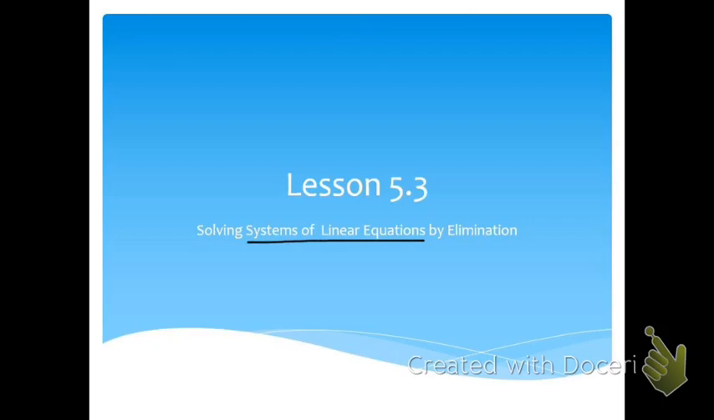Graphing. We used Desmos, we graphed the two lines, and we found the point of intersection. What was the second method that you learned? Substitution. Today you are going to learn the third and final method, which is elimination.